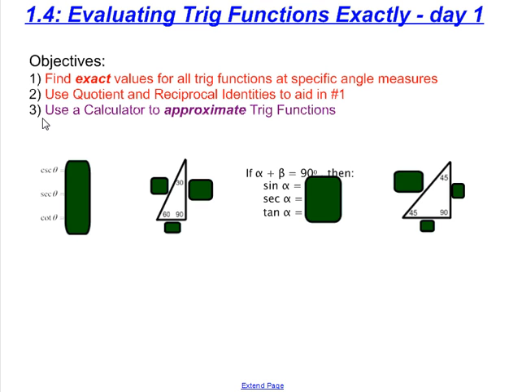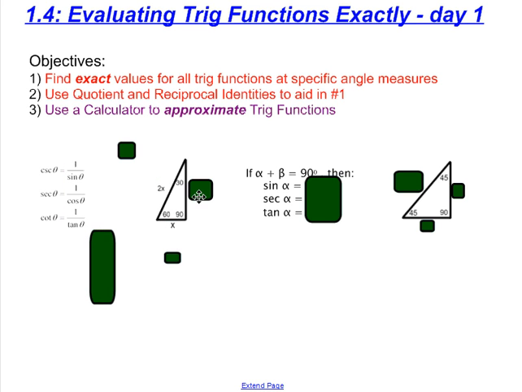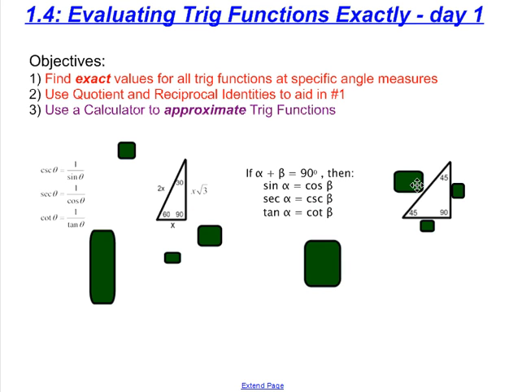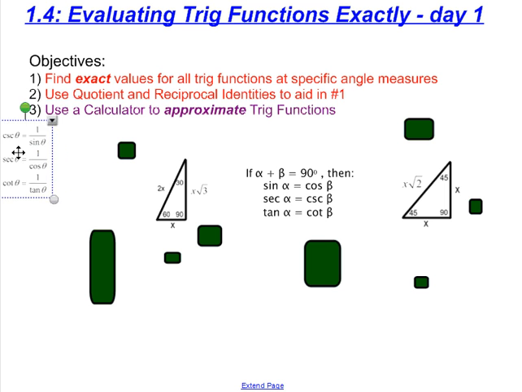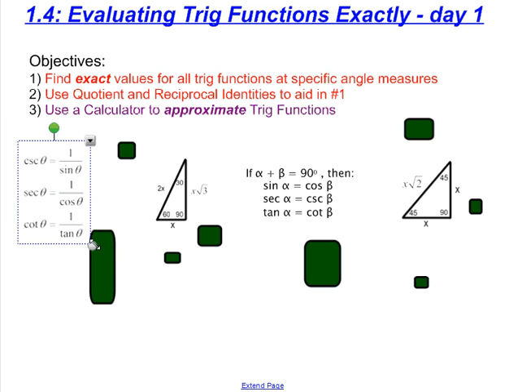Alright, today we have day 1 of chapter 1.4, evaluating trig functions exactly. So, first thing I want to get started with, if you look down below, here is just a recap of our exact value triangles, our special case right triangles, our reciprocal identities, which I know is kind of small and hard to see, and our cofunctions.